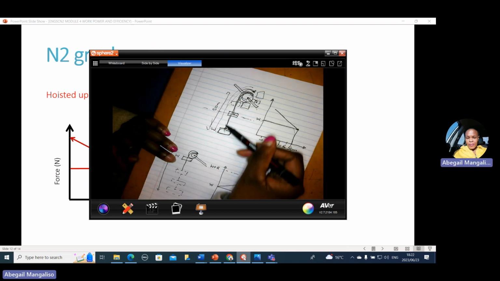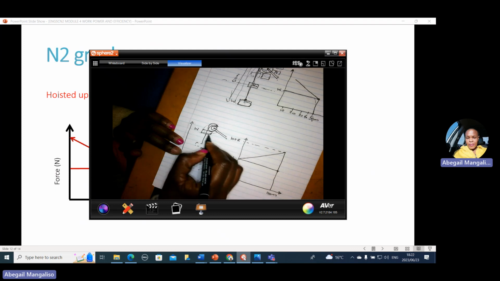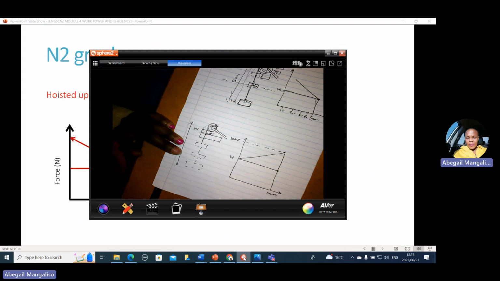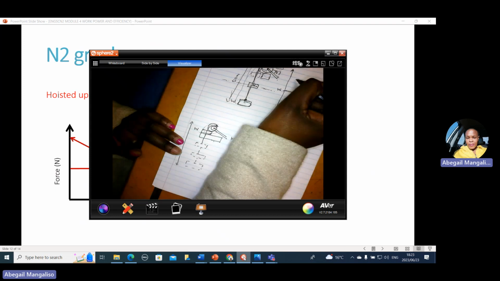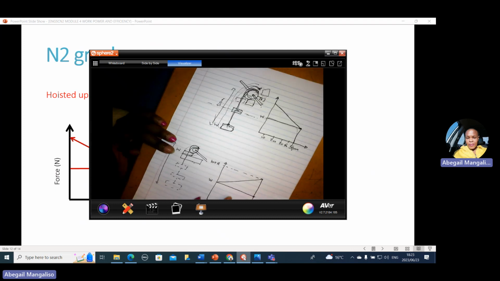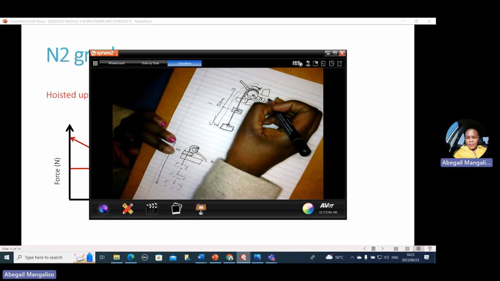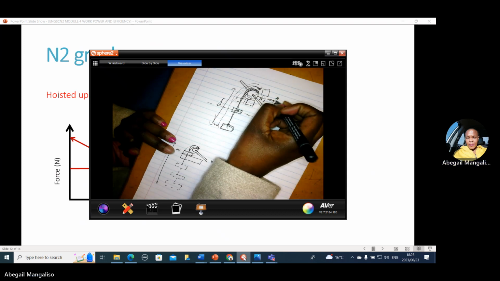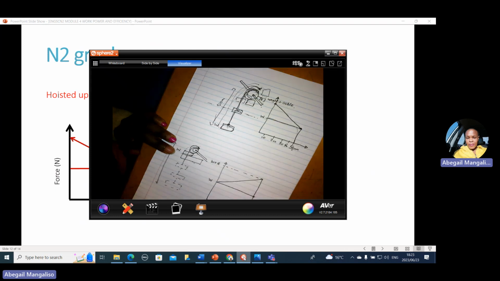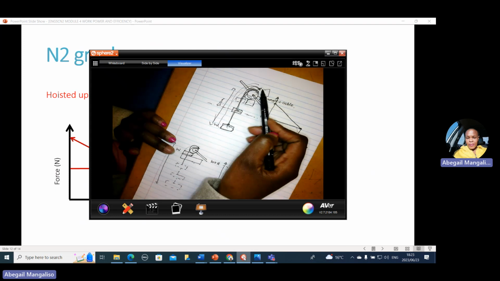So it will wind up until you have something like this. Both the weight and the load are on top of the column. So if both the load and the cable are on top of the column, it means what you have here will be the weight plus the cable, or plus the rope. So the weight is the load until both are on top.